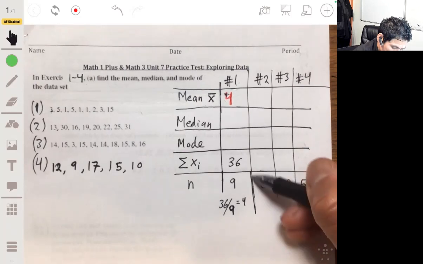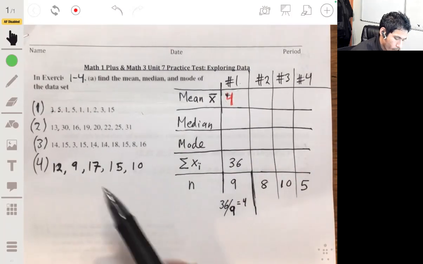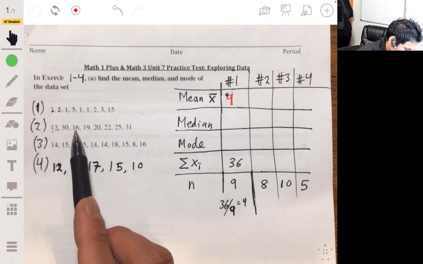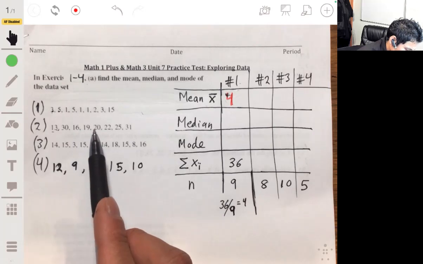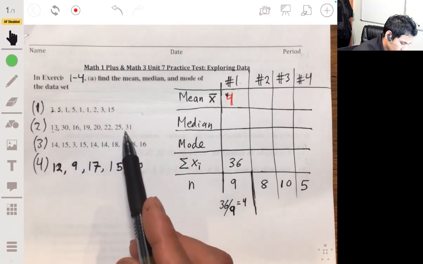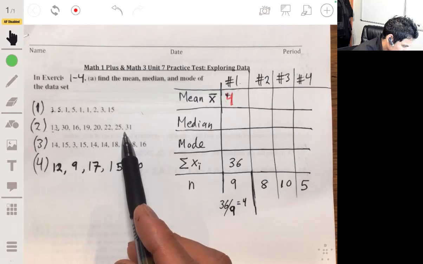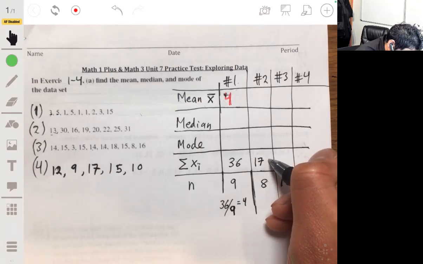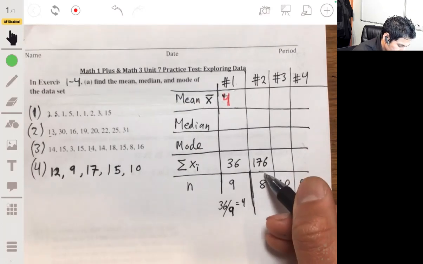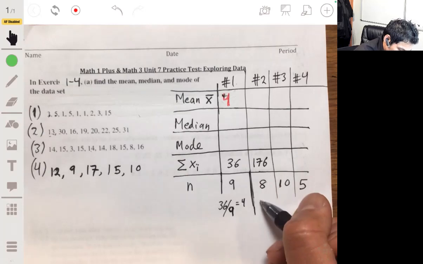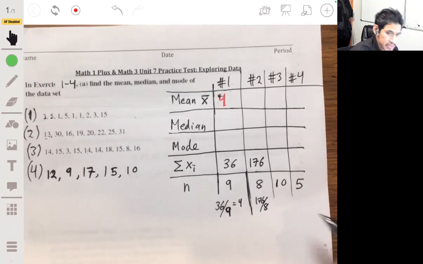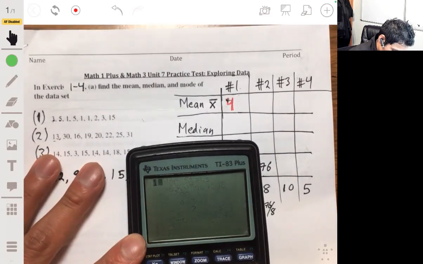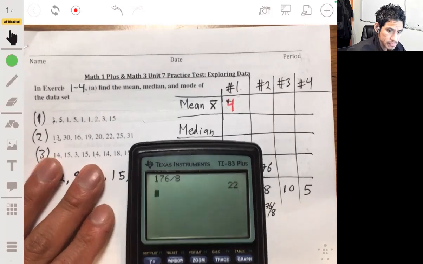For problem 2, we find the sum, add these values up. So 43, 49, 59, 69, 78, 88, 98, 100, 120, 145, 146, 176. The sum is 176. Then we do 176 divided by 8, because the sample size is 8. You get 22.